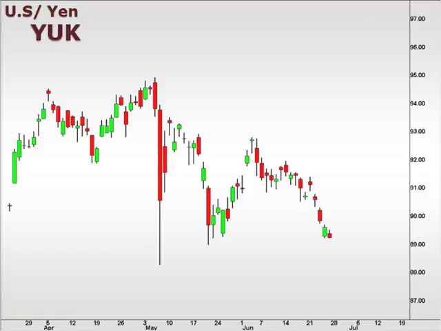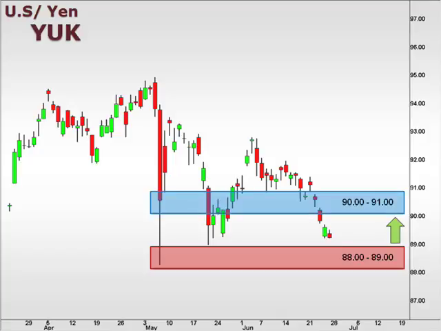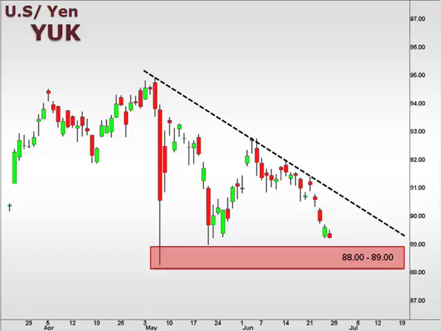Well, the US dollar continues to lose ground against the yen as the YUK slipped lower towards a test of our 88-89 focal zone. We should see some retracement after such a drop. However, 90-91 remains a key near-term resistance. The YUK trend remains down.